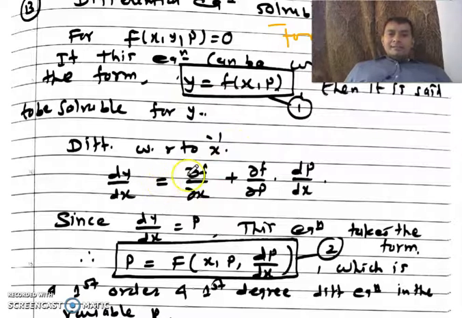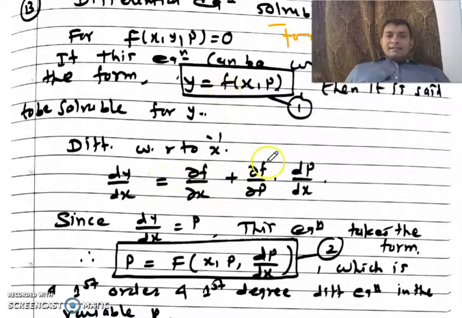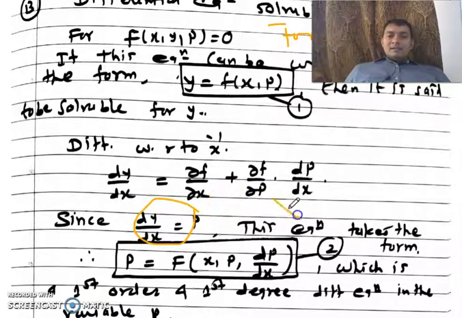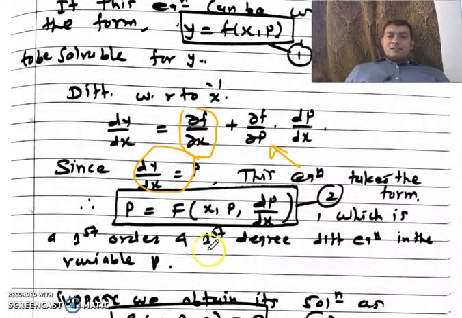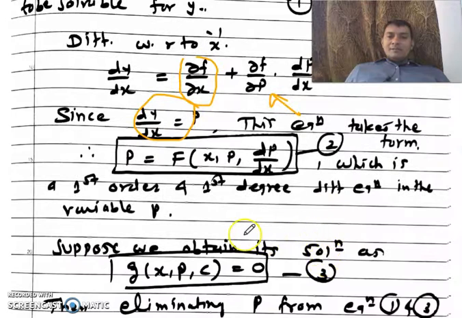So dy by dx is equal to del f by del x plus del f by del p into dp by dx. And since dy by dx is nothing but p, this equation takes the form p is equal to del f by del x plus del f by del p into dp by dx. But this is exactly a function of x and p, so we can say x, and this is a function of p, and dp by dx is what is in terms of. So here we have a first order, first degree differential equation in variable p.